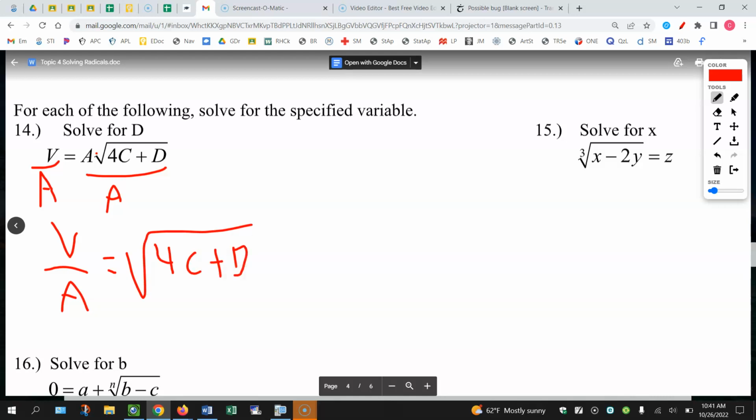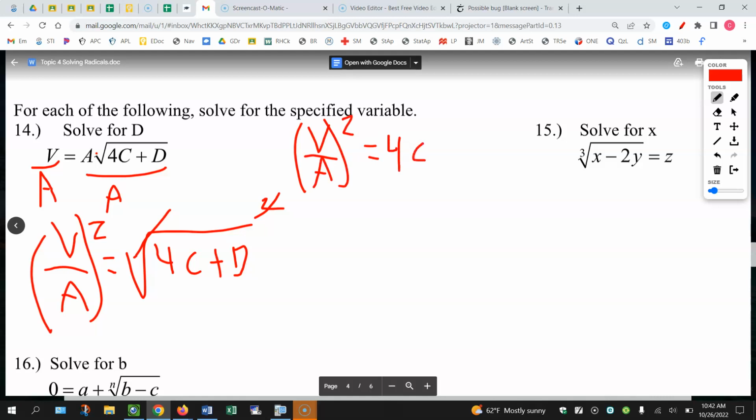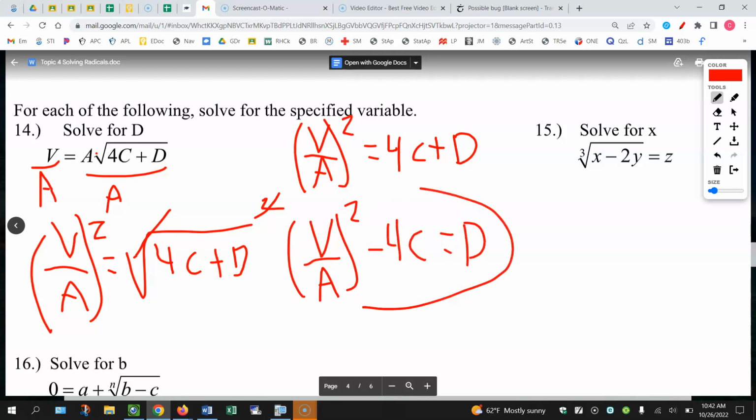We've gotten that square root by itself. Now we're going to square both sides. Squaring a square root, inverse operations, undoes one another. So v divided by a, squared, equals 4 times c plus d. Our goal is to solve this for d. So we're just going to subtract that 4c. So you have v divided by a, squared, minus 4c is equal to d. That's the solution for 14.